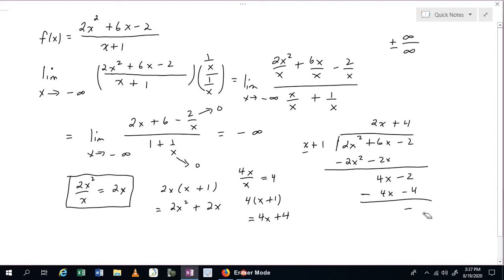which is your remainder. But technically, this remainder is still being divided by the divisor. So if you want to be very picky about how you write this, the final answer is negative 6 divided by x plus 1. So this is what you get when you divide this polynomial by this polynomial. It does not come out evenly. Okay, you're left with 2x plus 4 minus this fractional piece.